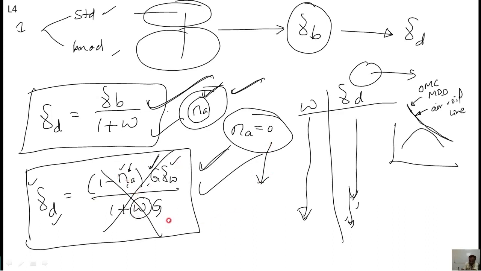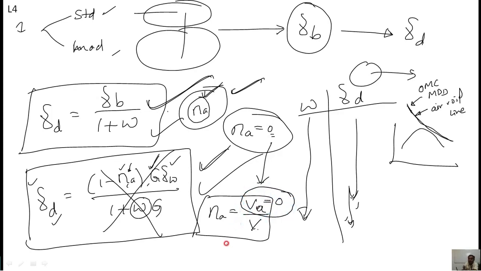I will write it here. What is the meaning of Na? Na is the volume of air to the total volume. Sorry, this is the Na. If Na equal to 0, it means Va equal to 0. How come, sir? How come Va equal to 0? You make sure that you are adding water more than the shrinkage limit.